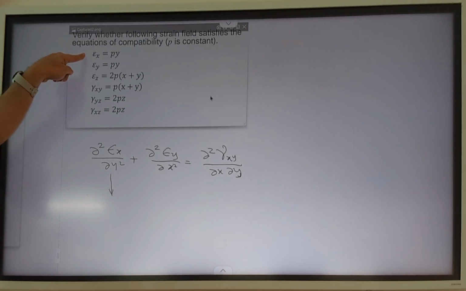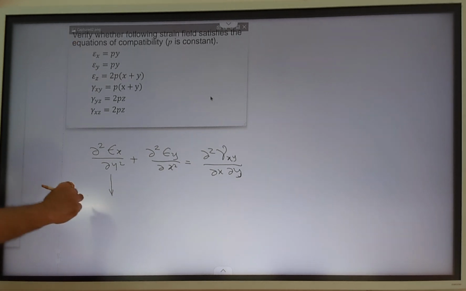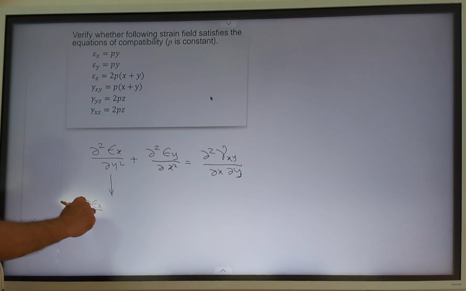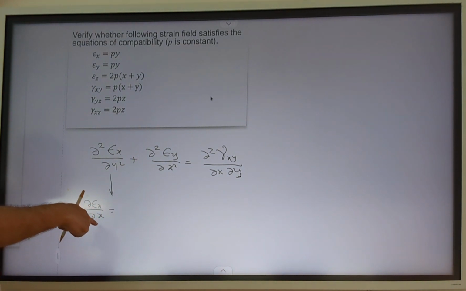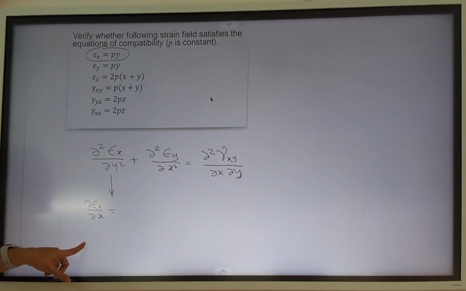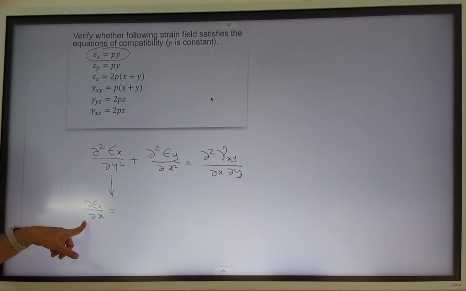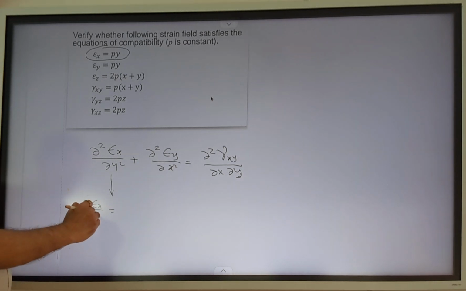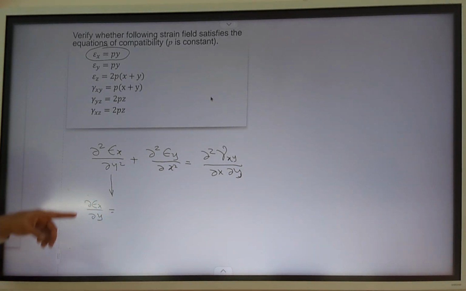So first you have to take the derivative with respect to y. So gamma epsilon x by gamma x. So what is this value? To differentiate this function, the first derivative I am asking. Okay, sorry, here we are calculating with y. With respect to x it is 0. We require here with respect to y. Okay, so that is equal to p.